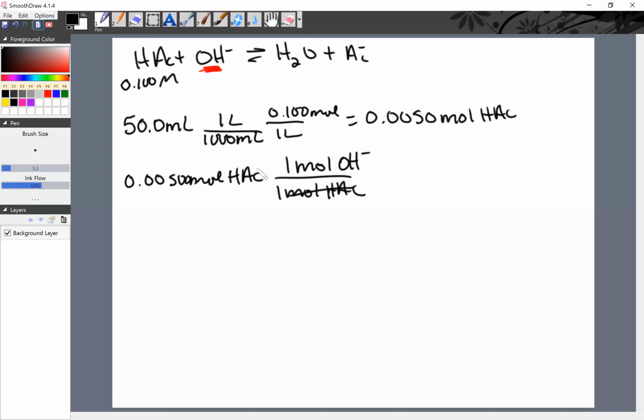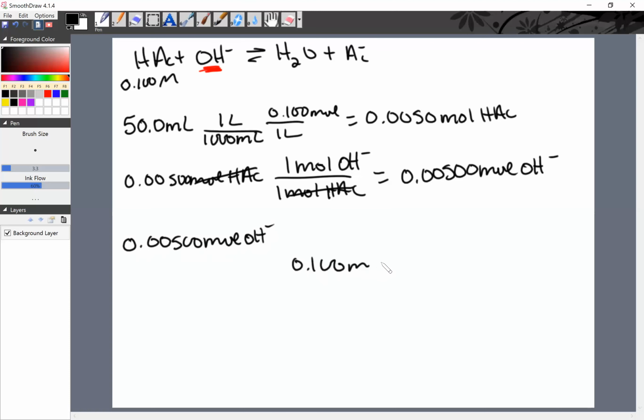Okay, so I'm out of moles of acetic acid and then I'm in moles of hydroxide. So in this case, it happens to be the same number. But it asked what volume, and so that begs the question, well, what concentration do I have? Because I know that there's 0.100 moles in every 1 liter, and then I'll go to milliliters. Oh, look.